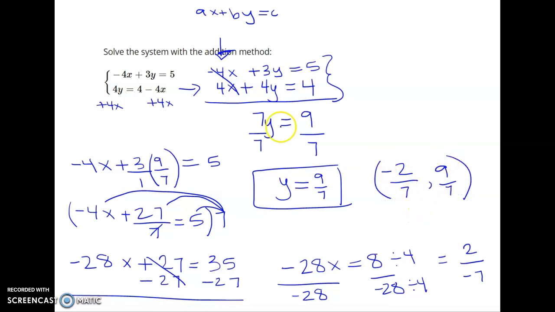Now this one you can definitely plug in and make sure that both equations come out as true. But I think that's kind of what makes this one tricky, is you do have some fractions to deal with, so just make sure you take your time so that you do it correctly.